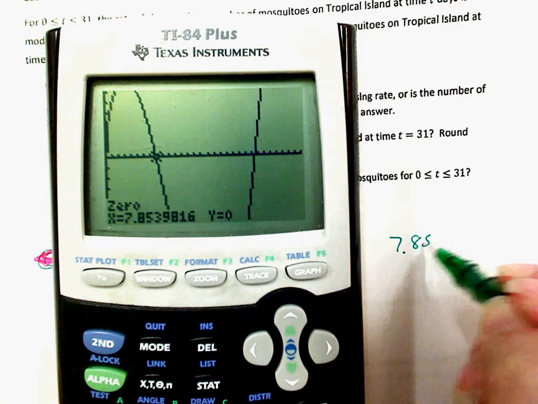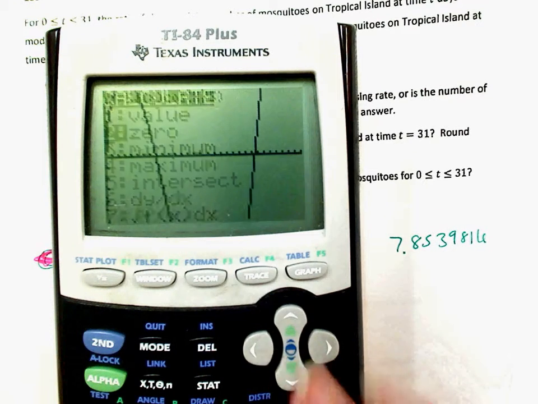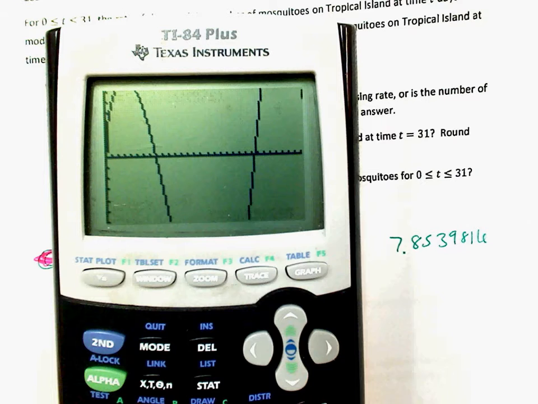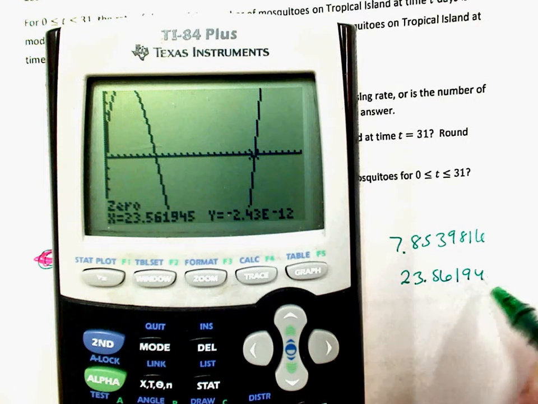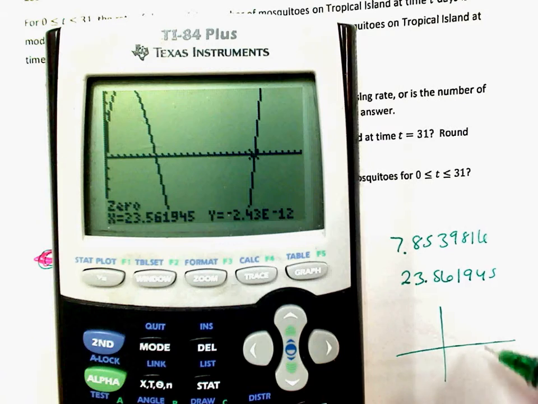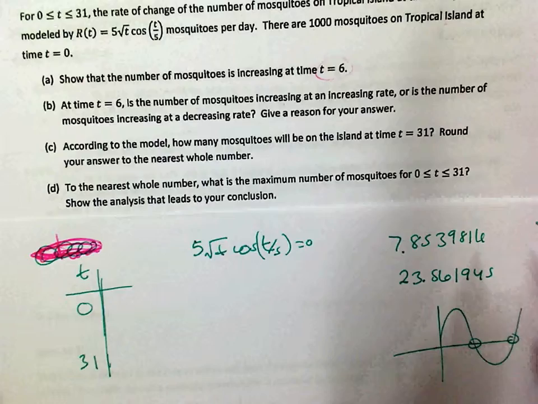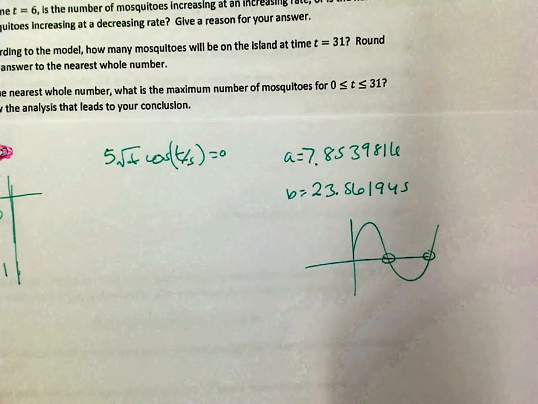7.8539816. So I can calculate 0, 20, 27, and I get 23.561945. Now, these are crossing here and here, right? So if I let this be A and this be B, which one can I discard as a maximum?